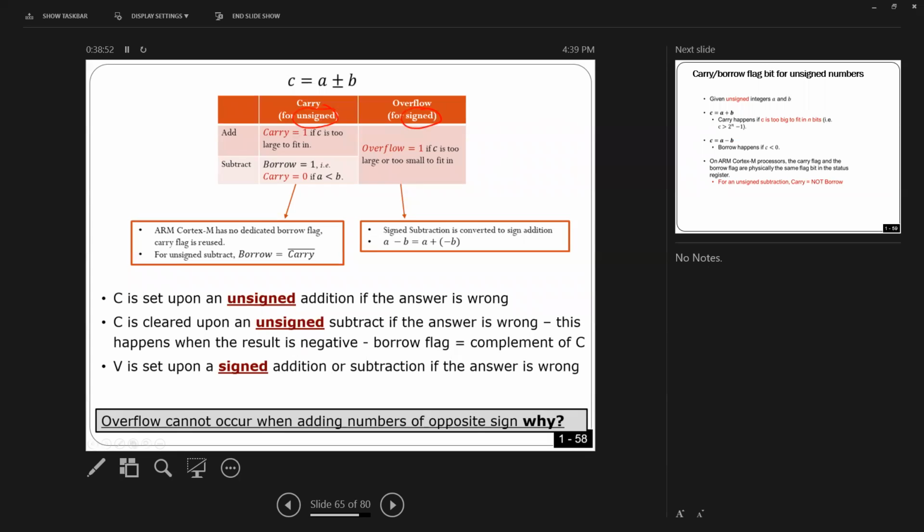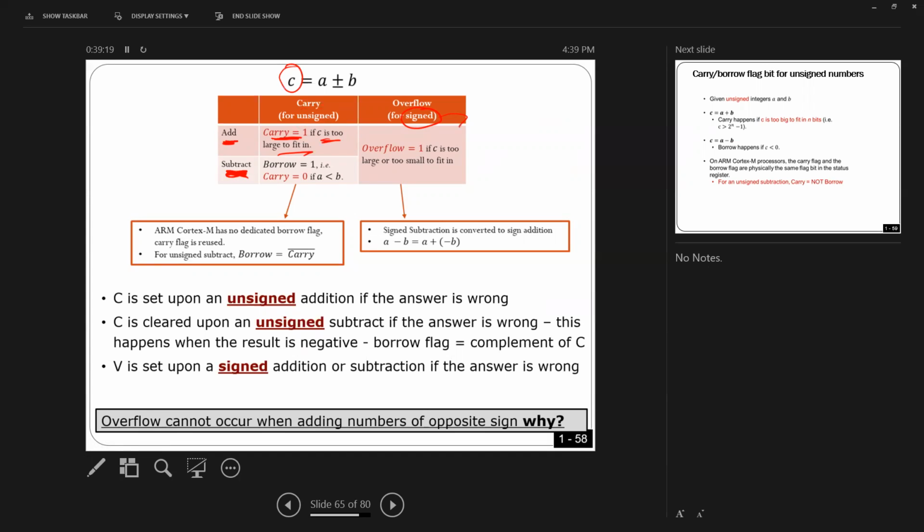In the case of unsigned first, if you do addition and the carry is equal to 1, that means there is overflow. That means the result is too big to fit. I got a bigger result. That's what I explained. However, in the case of subtraction, we are interested in something called the borrow flag. I want to see if there is a borrow or not.